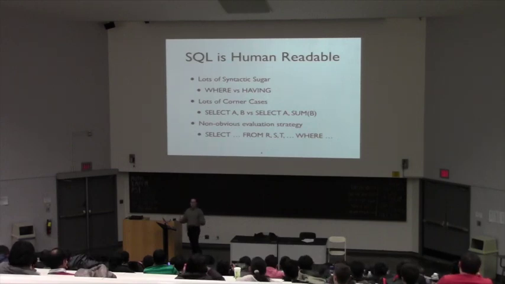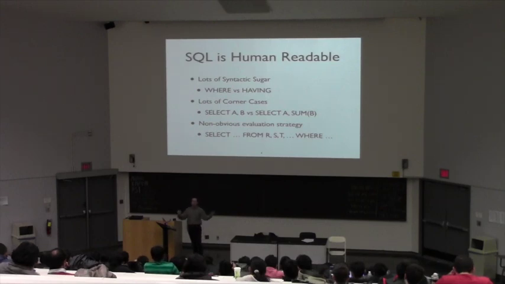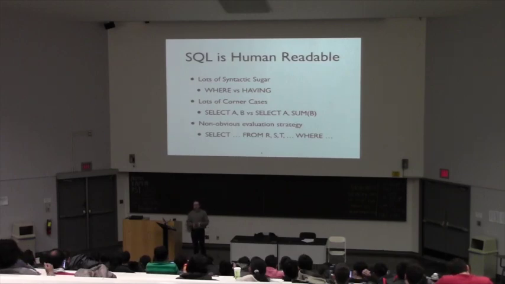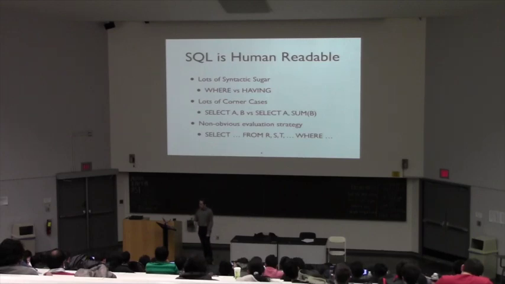For those of you who aren't familiar with the term, syntactic sugar is basically extra functionality that increases the readability of your code, but doesn't increase the complexity, doesn't give you additional power. As an example, where and having both essentially map to selection predicates, as we'll discuss later. Neither of those adds additional power to your query language, but having those two allows you to make much more readable queries under certain conditions. Because of this syntactic sugar, this leads to a lot of different corner cases that an evaluator would have to handle.